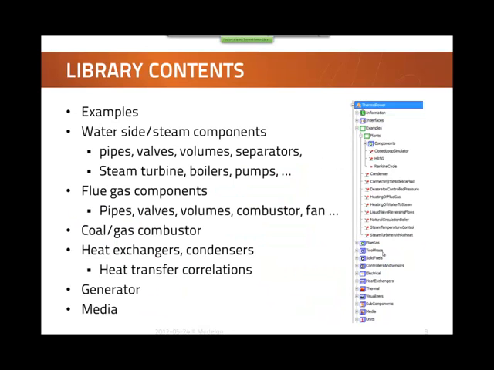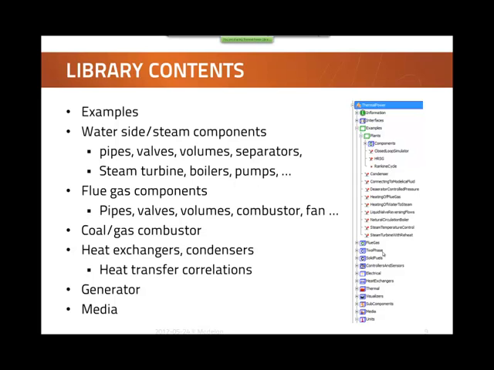A little bit about library contents. The library contains a lot of different models. There's a package called two-phase. It contains components on the water and steam side. So in there you find typical process components like pipes, valves, volumes, and a little bit more special components like separators, steam turbines, boilers, etc.